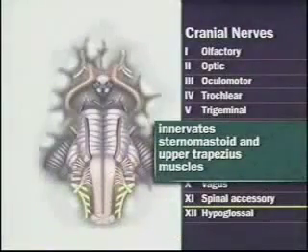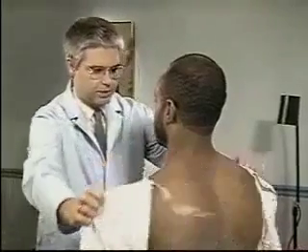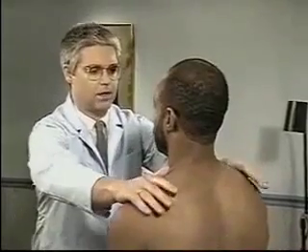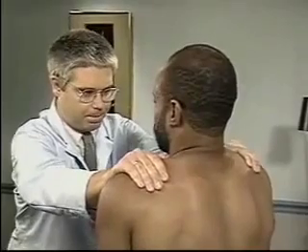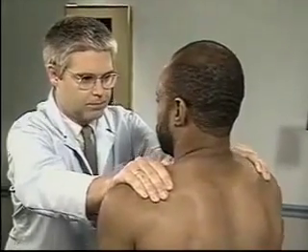Cranial nerve 11, the spinal accessory nerve, innervates the sternomastoid and upper trapezius muscles. I'm going to test the strength of your shoulders. To assess this nerve, ask the patient to shrug his shoulders upward against your hands. During this maneuver, evaluate the strength and contraction of the trapezius muscles.